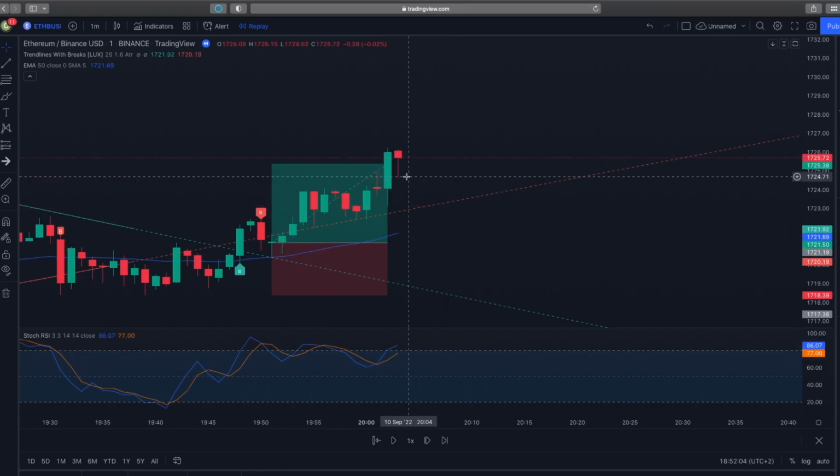Okay, this would have been a winning trade as well. Currently we are 3 to 1, 3 wins, 1 loss. Not bad at all for this simple strategy, guys.